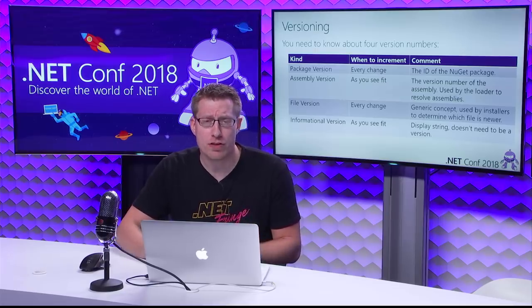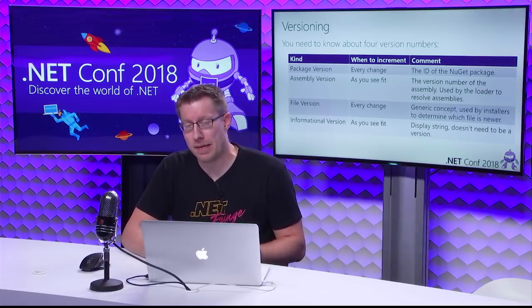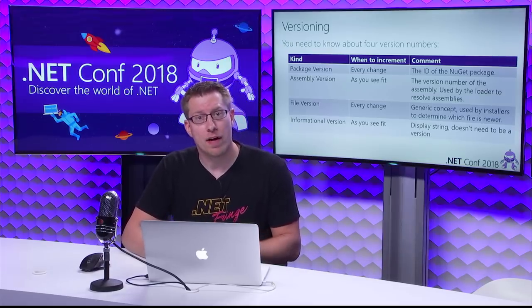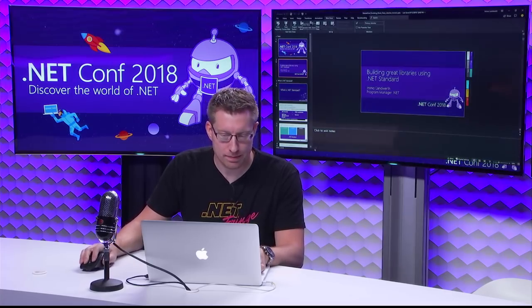The informational version is a string. You can decide whatever you want to put there. Like git SHA-1 hashes are usually a good thing to put there, because then you can tell by just opening the file in Windows Explorer, right-clicking properties, where the file came from. But that is tedious, so let's talk about ways you can automate that.